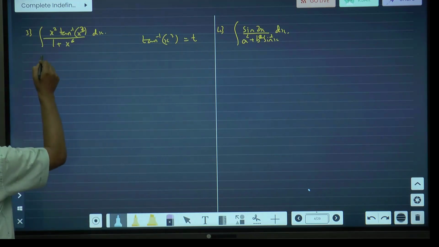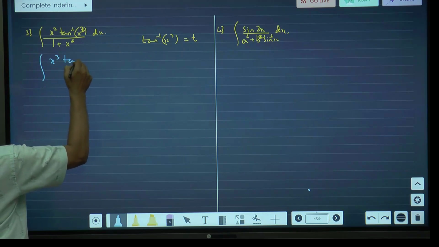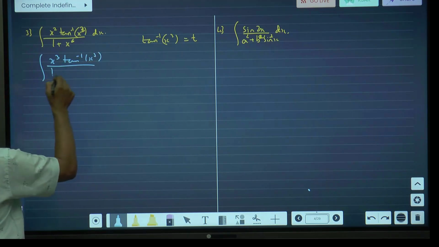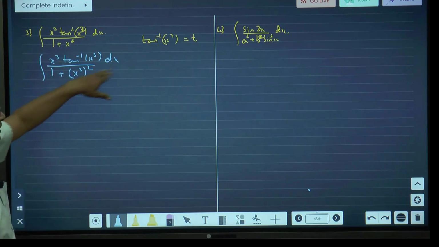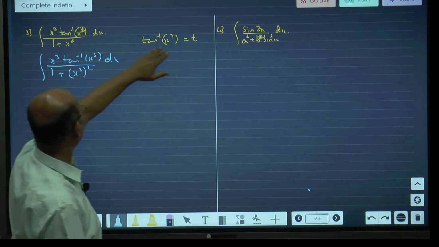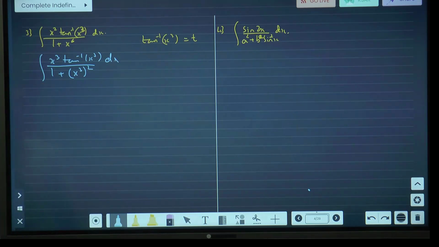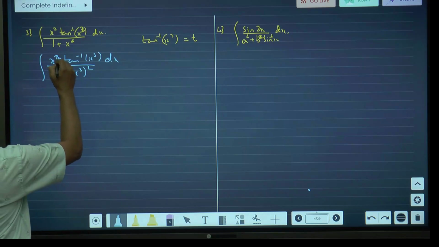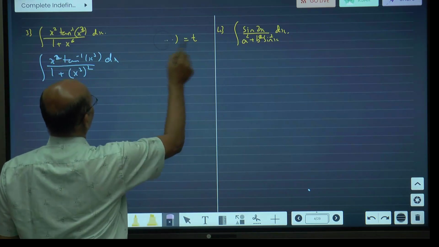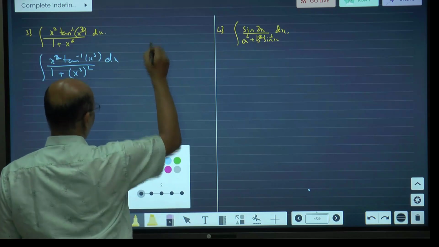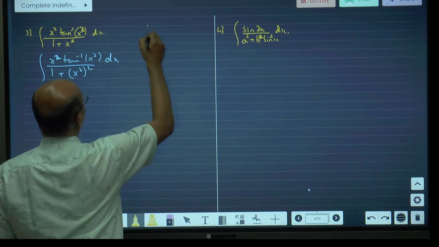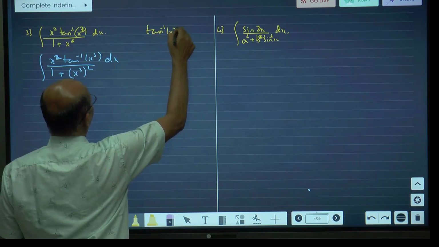Before that I just want to share, I can write this as x square tan inverse x cube divided by 1 plus x cube whole square dx. I am just writing this so that it becomes easier for me to deal with it, right? Instead of saying tan inverse x cube as t, I would suggest for this x square here, I would put x cube as t. That would be better, right? Still, let us go ahead with the same substitution which I am trying to pursue. I will put tan inverse x cube as t.